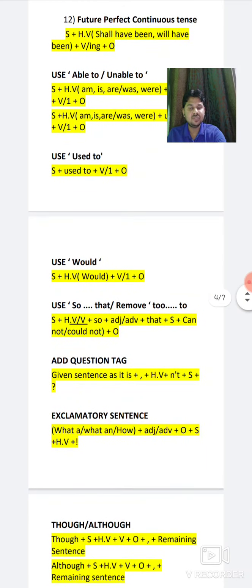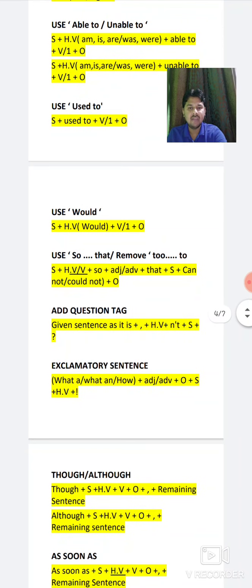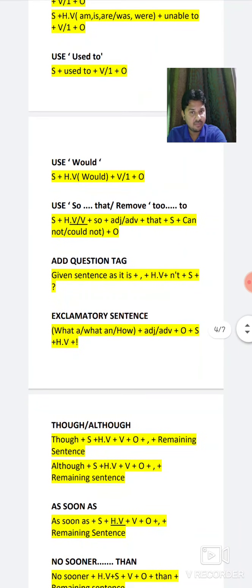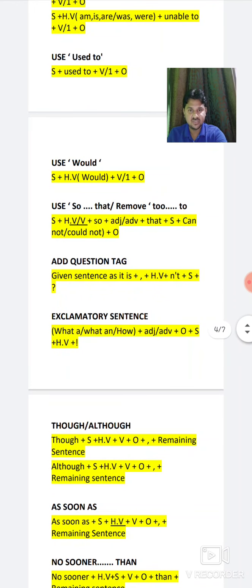First of all, you have to use the subject, after that the helping verb would. After using the helping verb would, the verb first form will be there, and at last the object will be there. Like that we have completed used to and would.